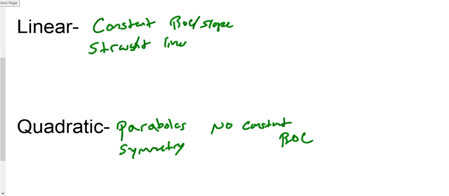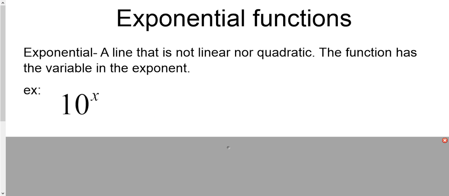So now we're going to look at exponential functions. And exponential functions, they're not linear, they're not quadratic. The variable is actually in the exponent. So this is 10 to the x. So when we plug in our values, we can compare our functions. Here's linear, quadratic, exponential. We're going to plug in the numbers 0, 1, 2, and 3.